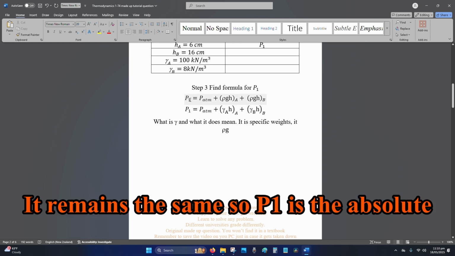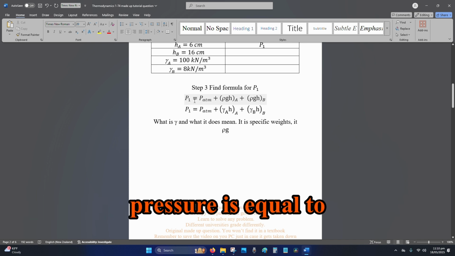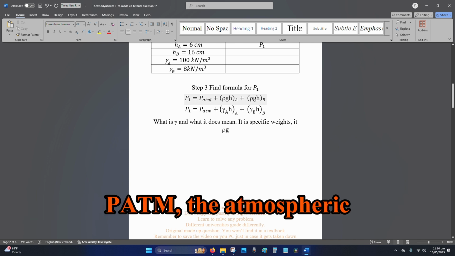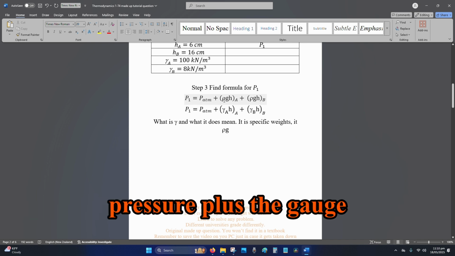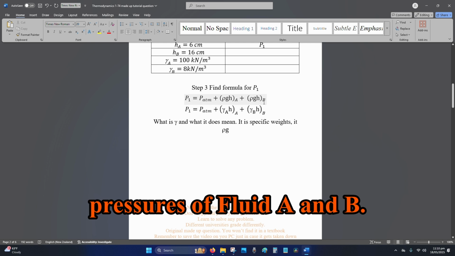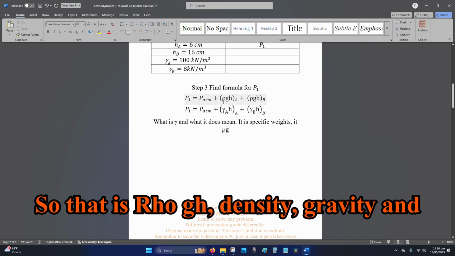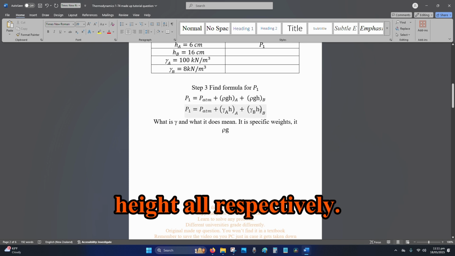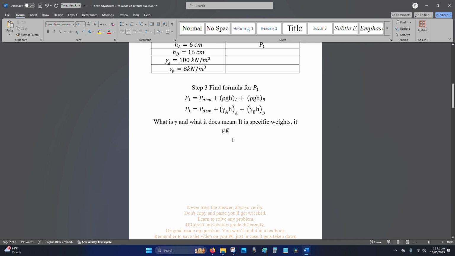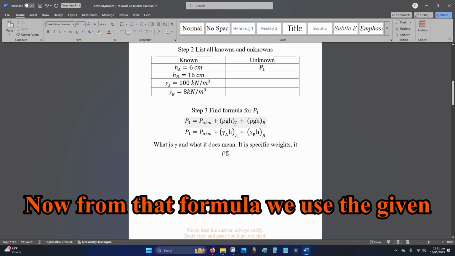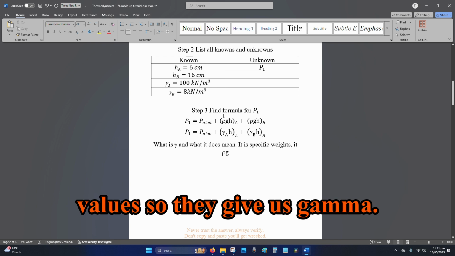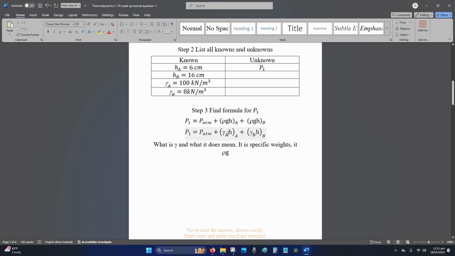It remains the same. The absolute pressure P1 is equal to P_atm, the atmospheric pressure, plus the gauge pressures of fluid A and B. That is rho g h, density, gravity, and height, respectively. Now, from that formula, we use the given values. They give us gamma. Gamma is the specific weight.